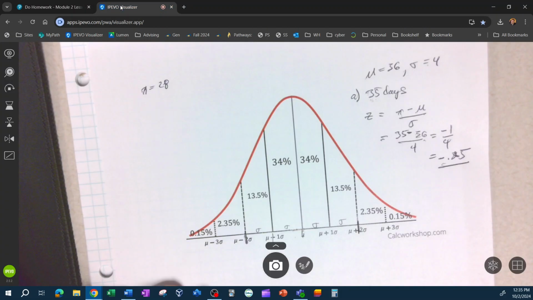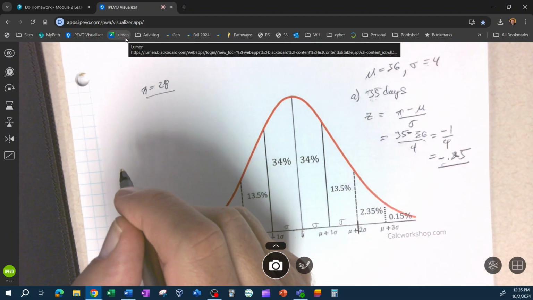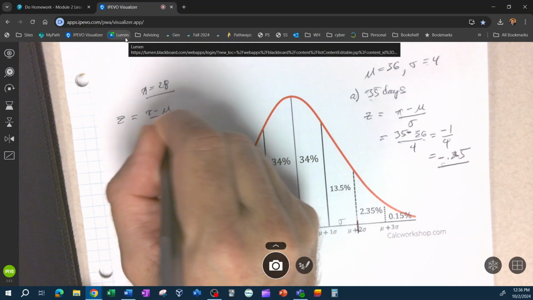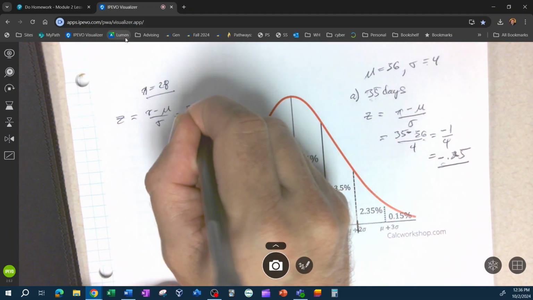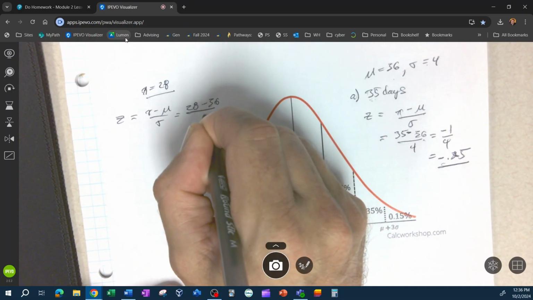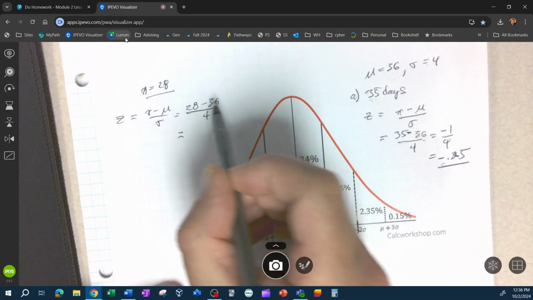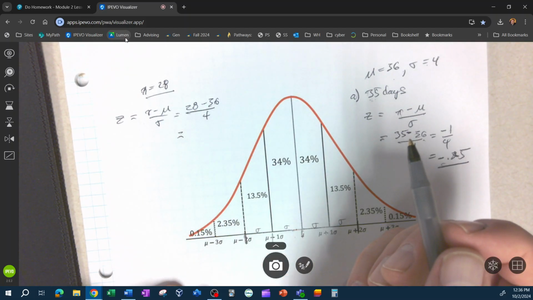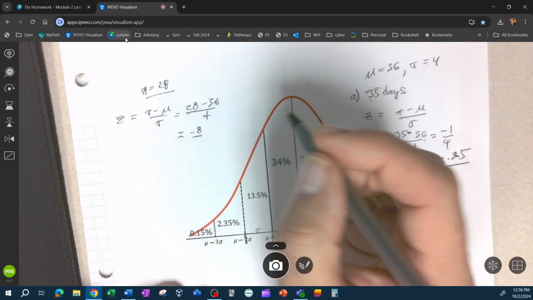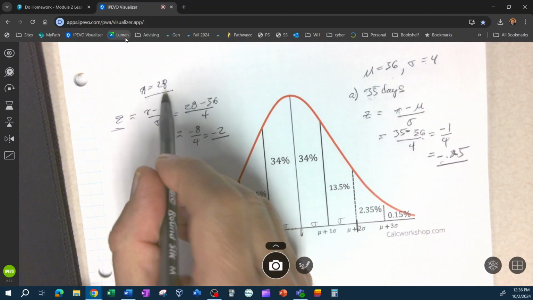28, okay. So X is 28. What's the Z that corresponds to 28? The Z-score is equal to X minus mu all over sigma, which is 28 minus mu, which is 36, divided by 4. That's going to be minus 8 over 4, or minus 2. So the Z-score for 28 is minus 2.